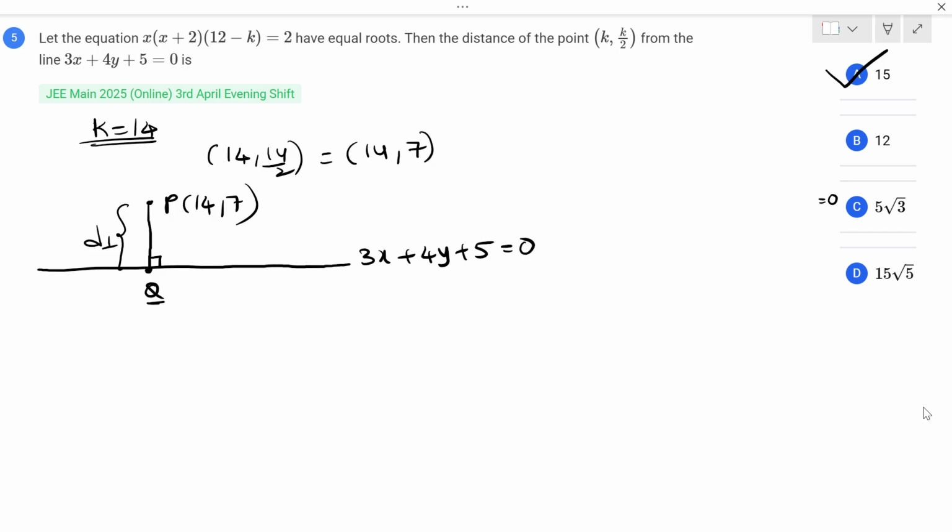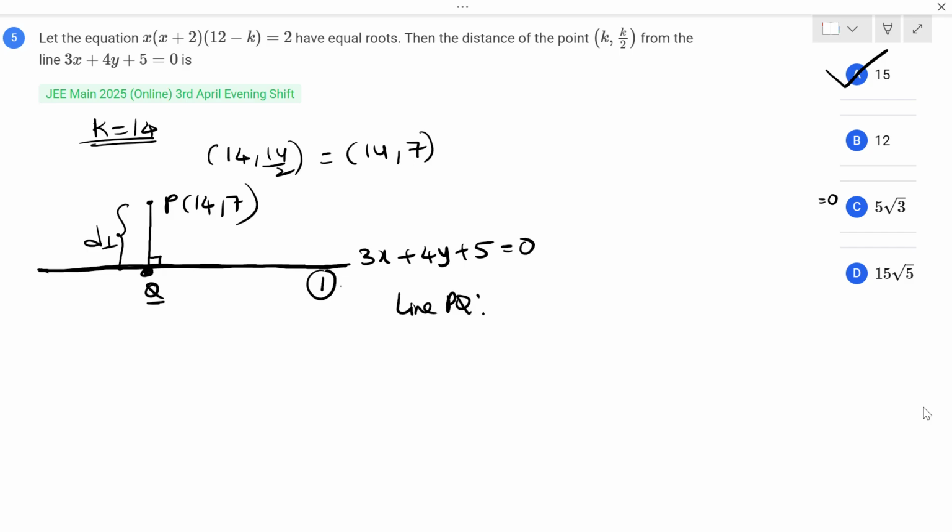Now he has given the original line 3x plus 4y plus 5 is equal to 0 in the question. Can I find line PQ? If I find line PQ, I can solve the original line 1 and line PQ, and the point of intersection of line 1 and line PQ is nothing but point Q only. See, this is the given line and this is the PQ line. The point of intersection of the PQ line and line 1 is nothing but point Q. How can I find line PQ?